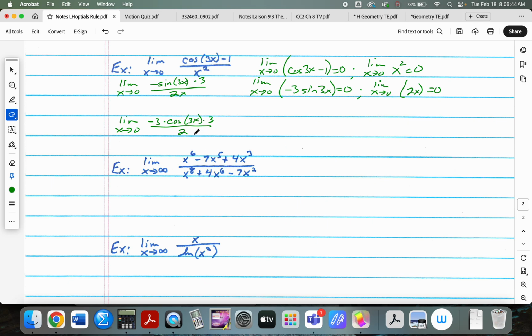Again, I noticed that the denominator is not going to go to 0 as x goes to 0. Once either one of them isn't going to 0 anymore, you know you're not going to be able to use L'Hopital's rule again. So the denominator goes to 2. The numerator, as x goes to 0, 3x goes to 0, cosine of 0 is 1, and negative 3 times 3 is negative 9. This goes to negative 4.5. Which is sort of a surprising thing.